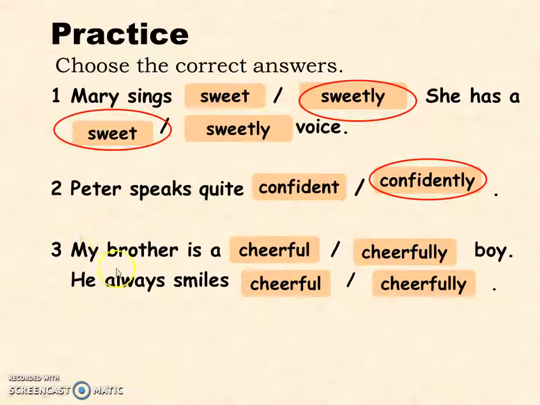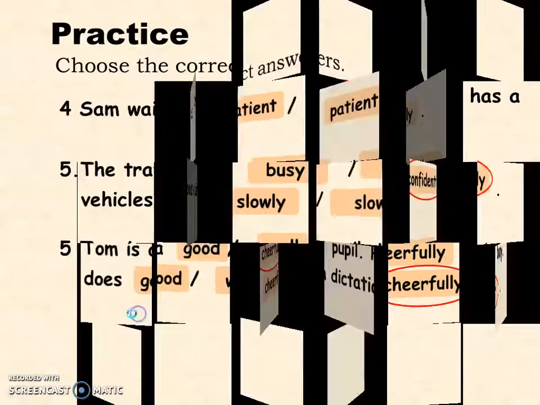Next one, number 3. My brother is a cheerful or cheerfully boy. Boy is the noun. We are describing the noun, so should use the adjective, cheerful only. He always smiles, cheerful or cheerfully. Should be cheerfully. We are describing the action. So remember, adverb, we use it with a verb. Adjective, we use with a noun.